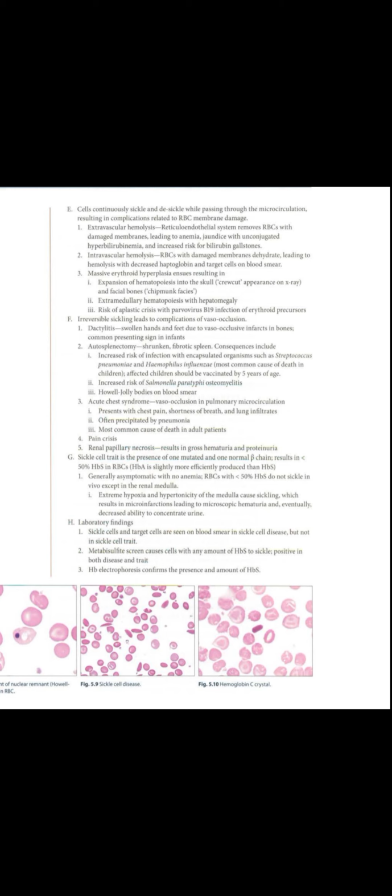Risk of aplastic crisis with parvovirus B19 infection of erythroid precursors. Irreversible sickling leads to complications of vaso-occlusion. Dactylitis, swollen hands and feet due to vaso-occlusive infarcts in bones, is a common presenting sign in infants. Autosplenectomy, a shrunken fibrotic spleen. Consequences include increased risk of infection with encapsulated organisms such as Streptococcus pneumoniae and Haemophilus influenzae.